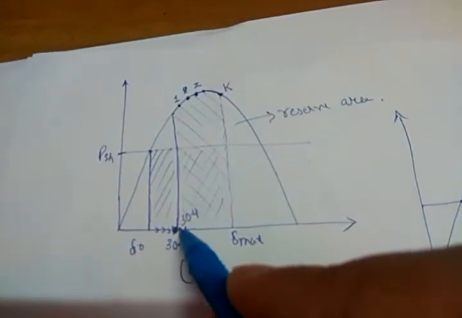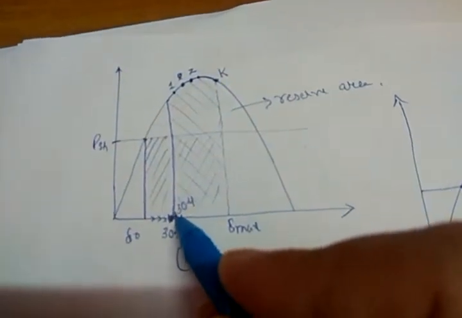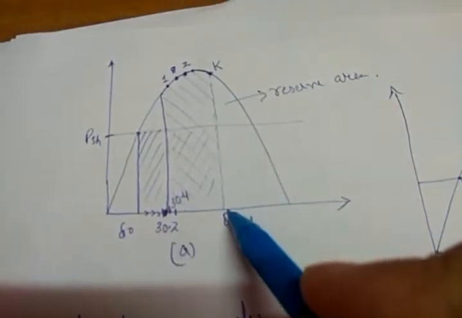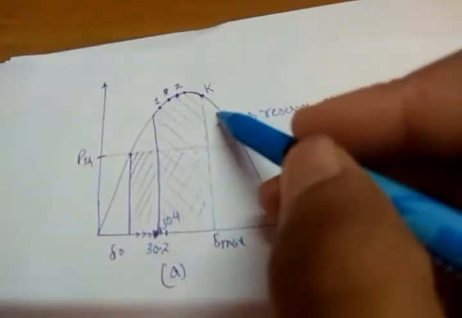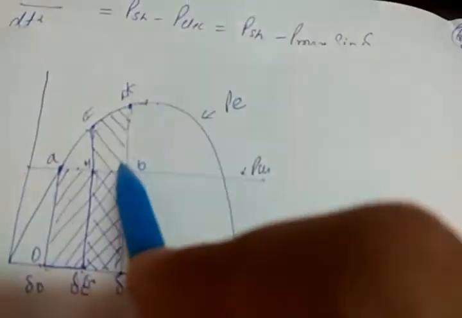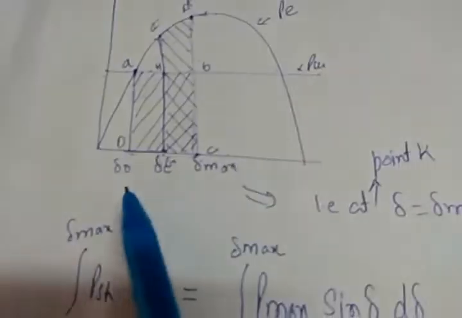Which I will show here. Suppose I have delayed the clearing angle here. So what will happen? Delta max is moving further. Still I have some area here. This is called the reserve area. You can see here the reserve area is more because I am clearing the fault earlier.